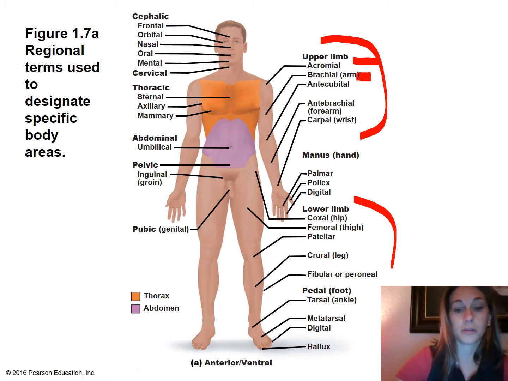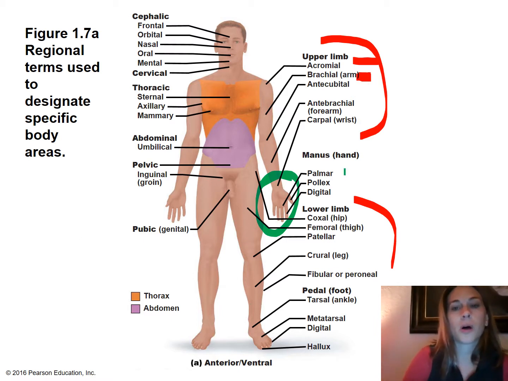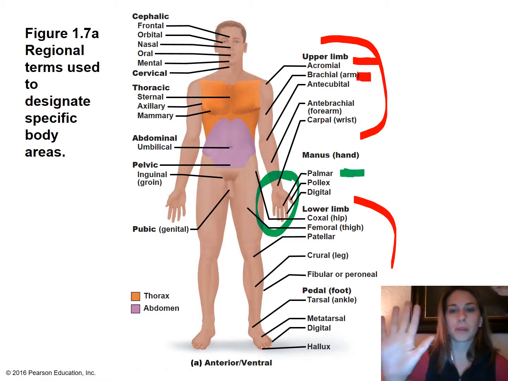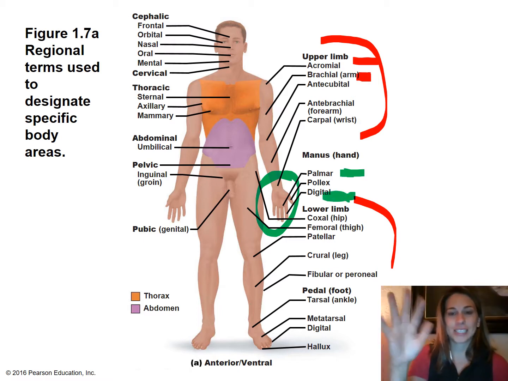And then green. Okay. Next one is manus. And so that's where the hand is, like manual, right? Hand, manual. So we have the palmar is the part of the palm, right? Pollex, that's actually a special name for your thumb. This is pollex. Hello, I'm pollex. Pollex, right? And then digital, like digitales, like your fingers, right? So all these little digits, digitals, right?